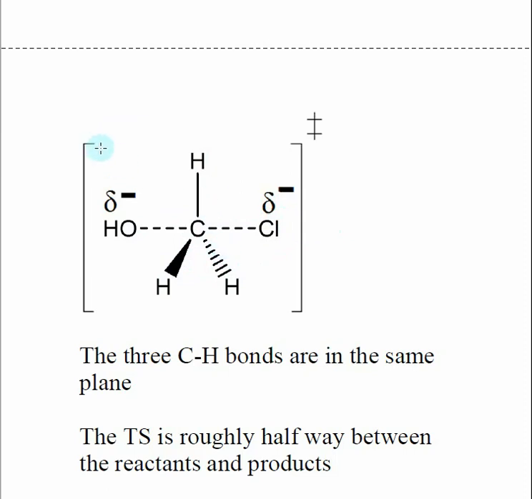So just on the side, we will see this again a few times. When you see a bracket around something, it means that it is transitory, that this is not going to stick around. It's in the process of changing, and it's going to go to something else very quickly. And then when you see this sign, the double dagger here, this means that we're talking about a transition state. And so we'll look at a couple other transition states in a second.